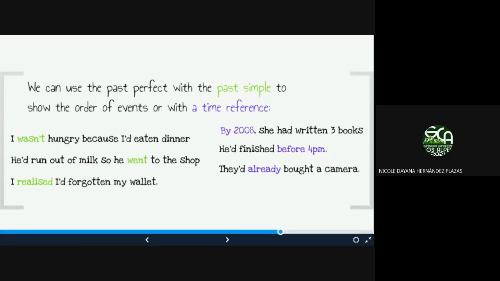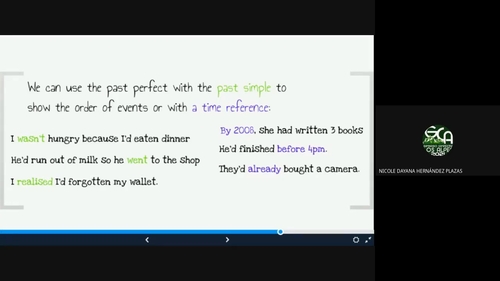For that reason, he went to the shop. Two actions in the past, two completed actions, but one action happened first. Let's take a look at the last one. I realized I'd forgotten my wallet. Or I realized I had forgotten my wallet.